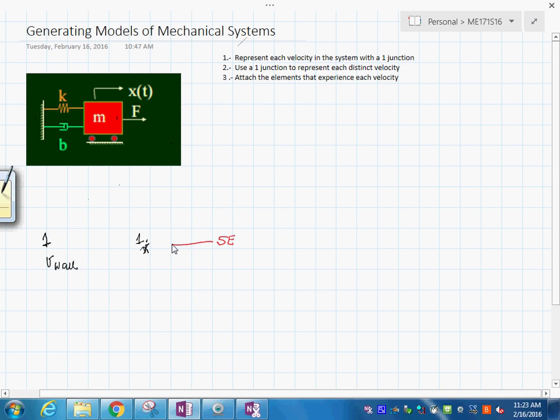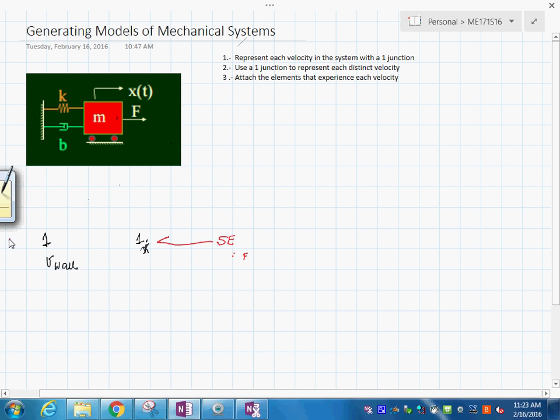Yeah, so this would be the value of this F, right? We also know that in here we have SF, which would be the velocity of the wall equal to 0. Saying it doesn't move.